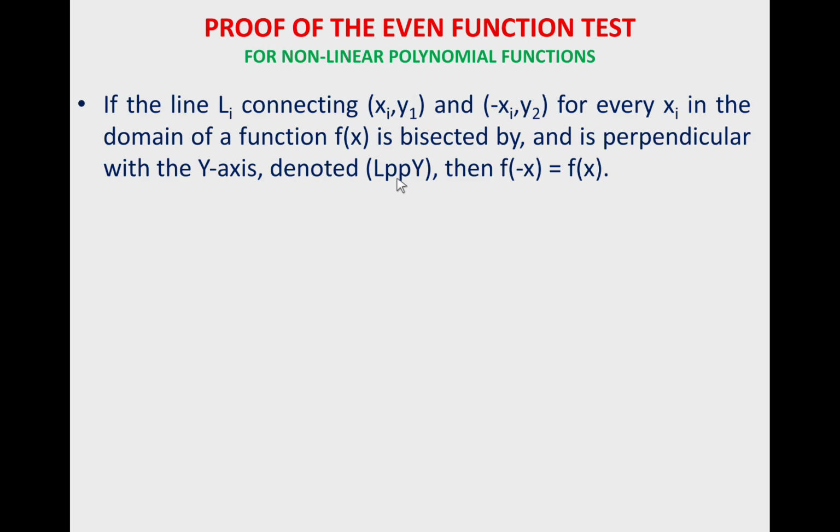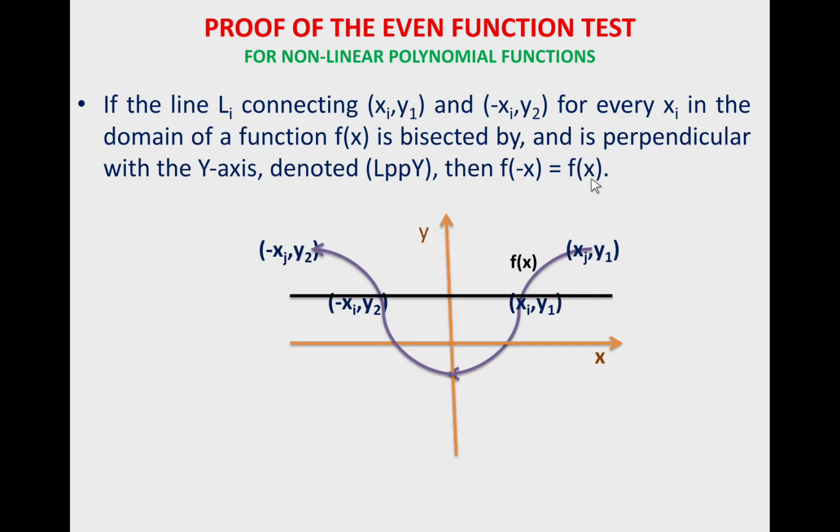So since that is the case, then f of minus x will be equal to f of x. Let's depict this one, and we have the function f of x, which is a nonlinear function. And if we trace it, it's just like an upside down hat. This is our function f of x. We want to prove that this function passes the test for the even function test. It passes the even function test.